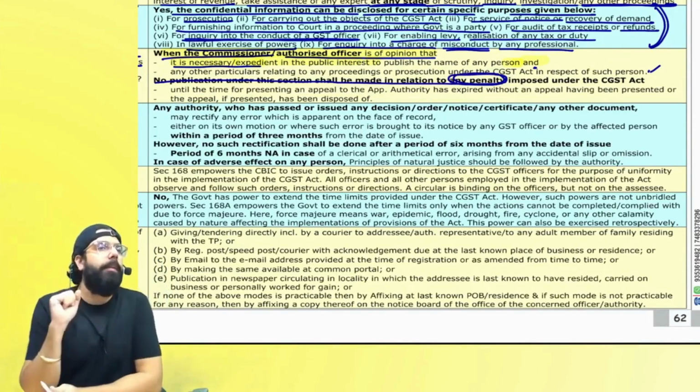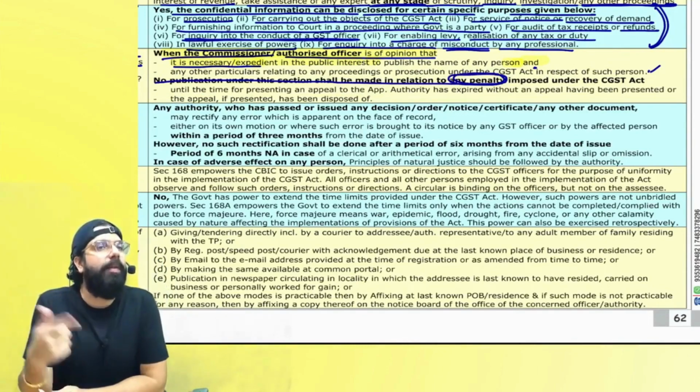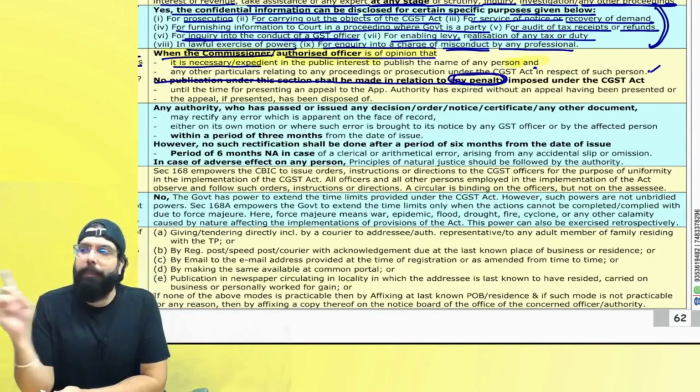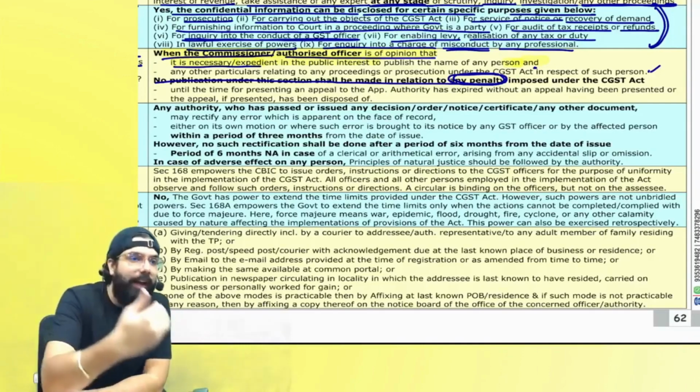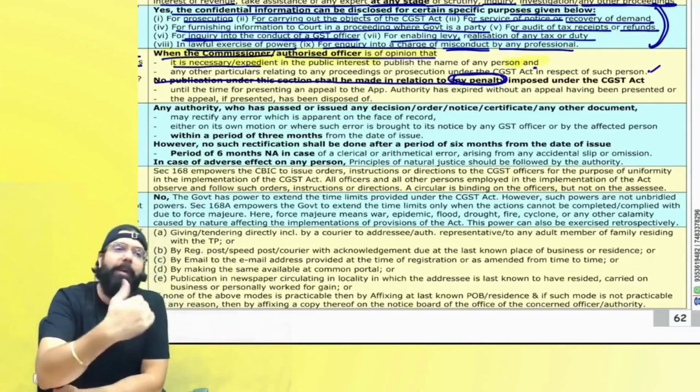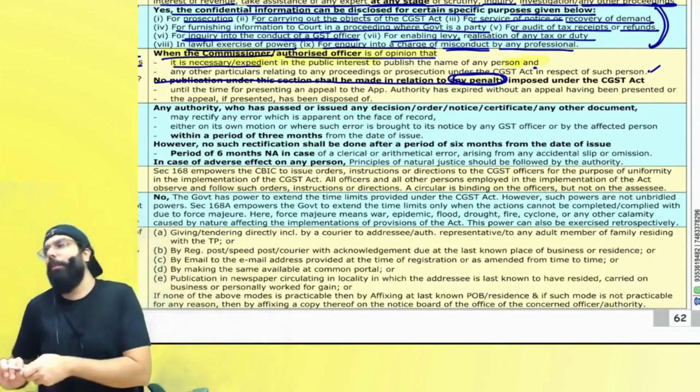Sir, tell me one thing. One person was issuing bogus invoices. Will I wait for him to go for an appeal? No. For that person, I can make it public. But for penalty-related things, if you want to make it public, first wait. Let his time period for appeal run out, or wait until after the appeal is disposed of, and only then can you make it public.